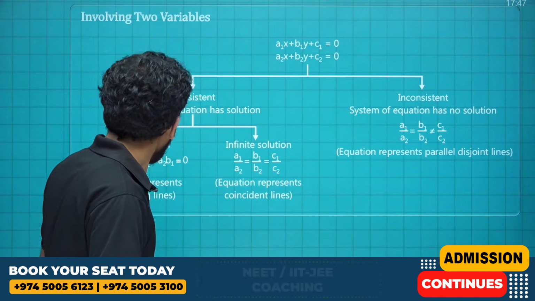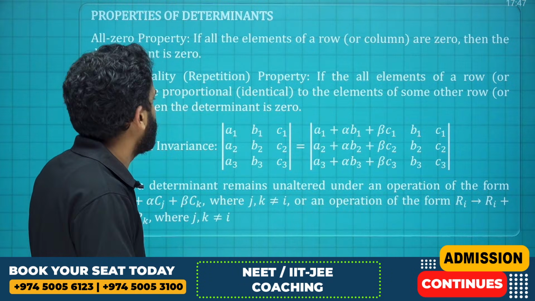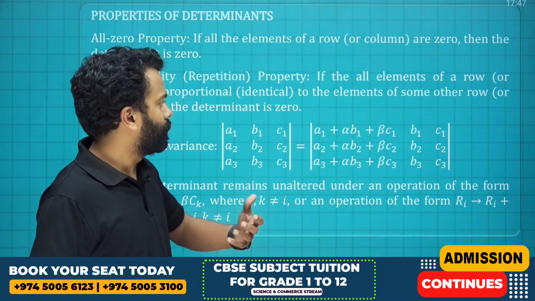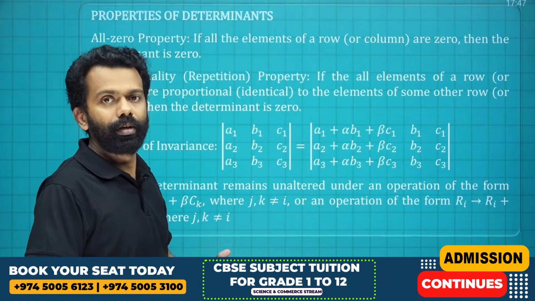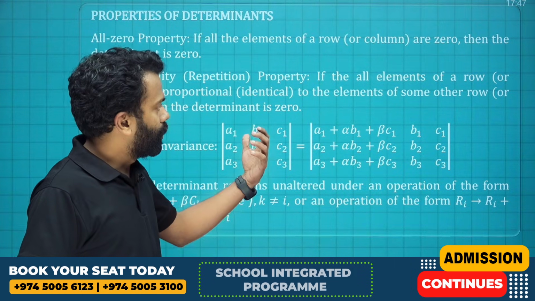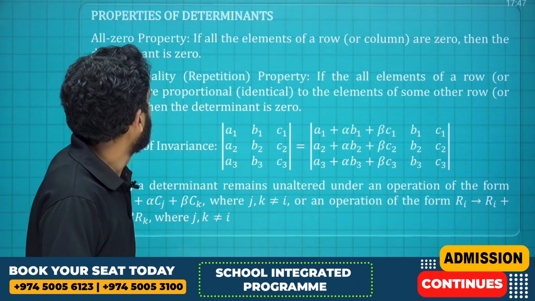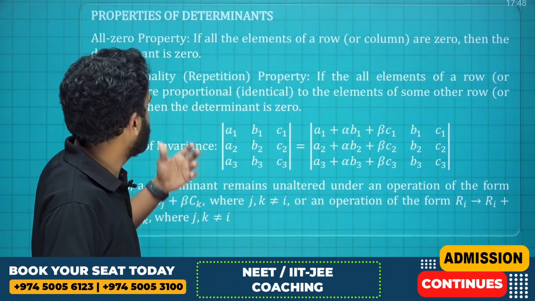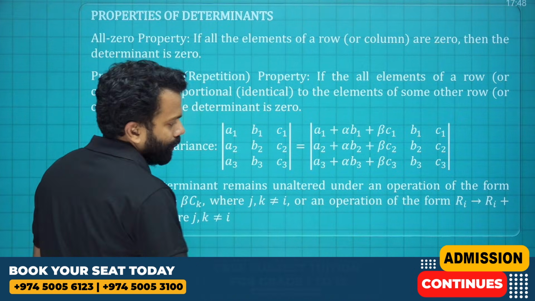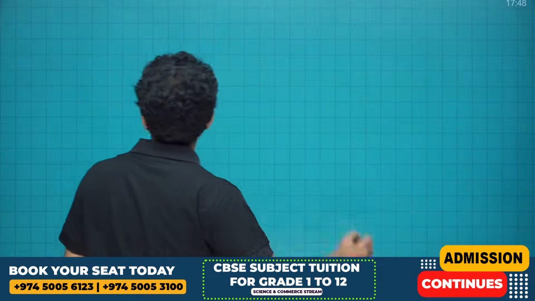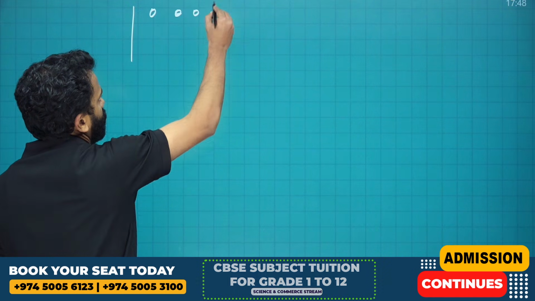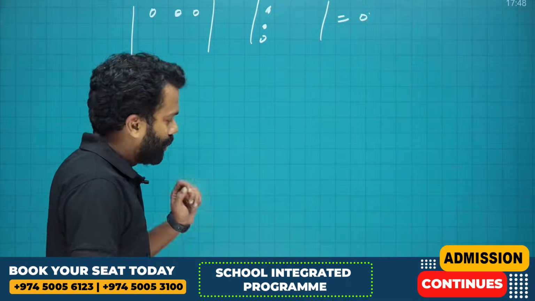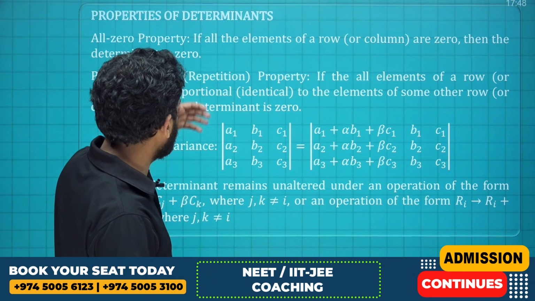Now, properties of determinants. Very important one. Three properties will be discussed here. There are many properties, but I have pinpointed the three most commonly used for solving questions relating to equations. First one, the all-zero property. If all the elements of a row or column are 0, then the value of the determinant will be 0. That is, if it is either a row of 0, 0, 0 or a column of 0, 0, 0, then the value of the determinant is 0.